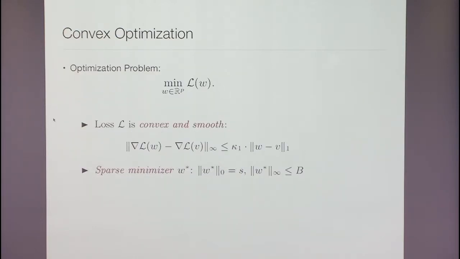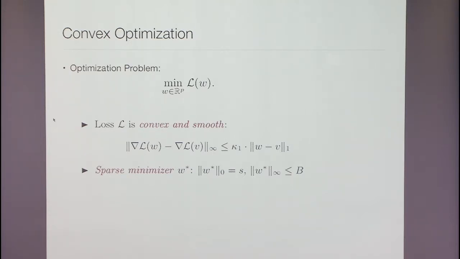So if you think about how we might go about doing this, let's focus on a very simple structure, that of sparsity. Okay, so this is a setting I want to work with. I have an optimization problem, and think of this in the context of learning a statistical model where the parameters are W. And this W is in a p-dimensional Euclidean space, so the number of parameters or variables is p, and p is very large.